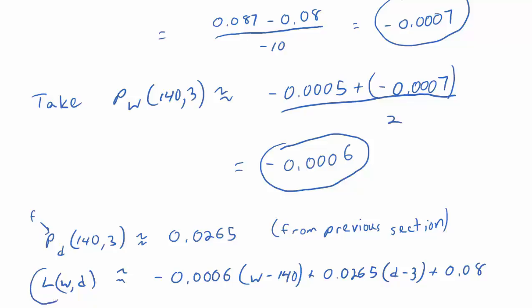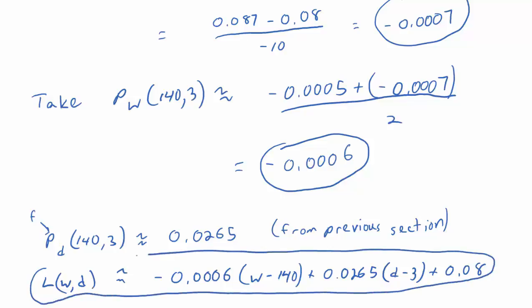So this is your approximation. I suppose I could have used just an equal sign here, because when we use the notation L of W, D, that is our linearization, and the idea is that P of W, D is approximately equal to that linearization. So there it is.